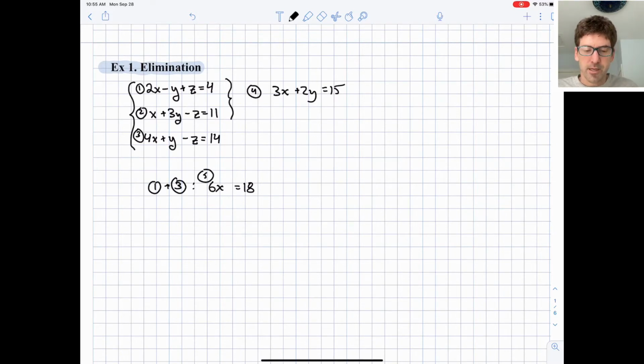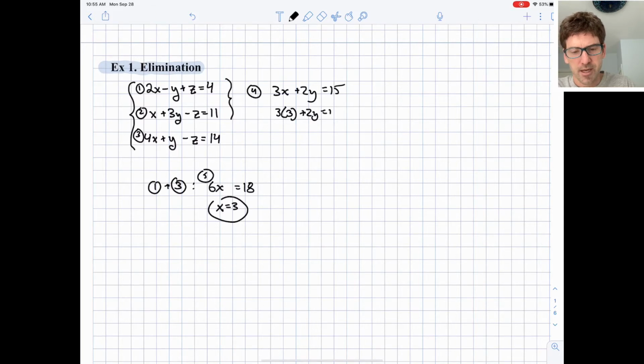Using equation 5, we can solve for x, divide both sides by 6, and get x is equal to 3, which is great news. And we'll circle that so we remember to come back to it. Now that we know x is 3, we can plug in that 3 for x into any other equation that has an x in it. But let's be strategic and plug it into equation 4 so that we can solve for y. We're not ready to solve for z yet. So equation 4 is going to turn into 3 times our 3 for x plus 2y is 15. 9 plus 2y is 15, so 2y is 6, meaning y is also 3.